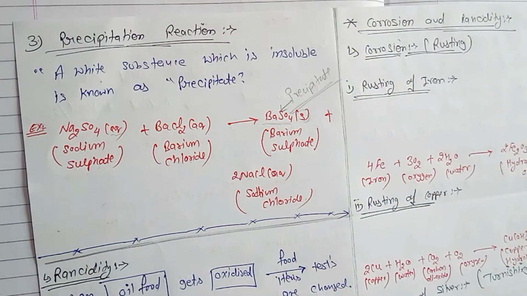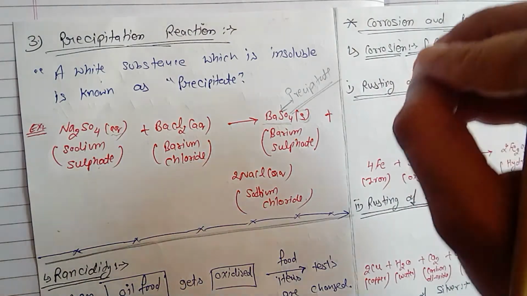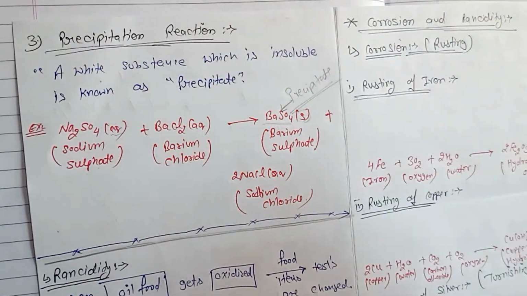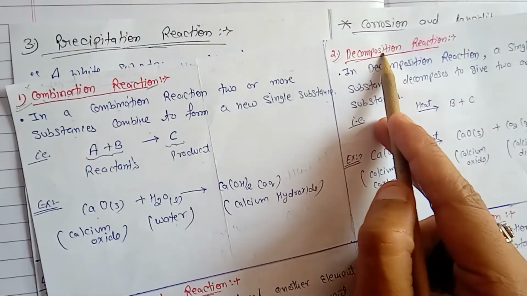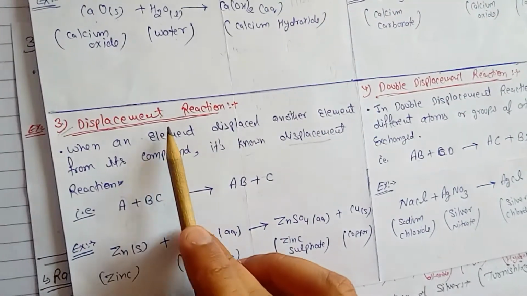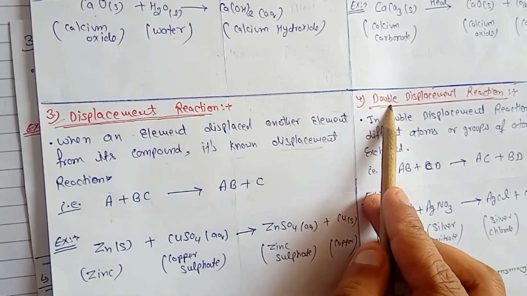Till that topic, we have covered all the types of reactions in your syllabus. Again, I will explain the types of reactions we cover. First one, combination reaction. Second, decomposition reaction. Third, displacement reaction, and fourth is the double displacement reaction.